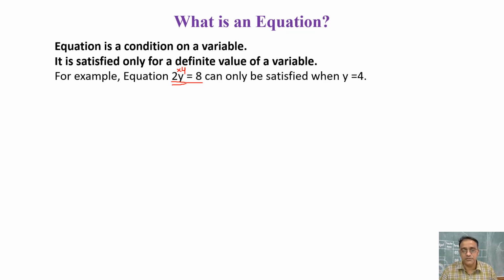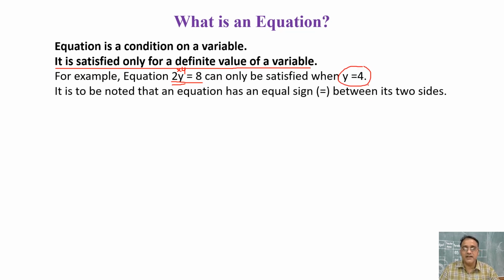Suppose we substitute 3, what will come? 2 into 3 is 6. So that means it will not satisfy. That is why this line says it is satisfied only for a definite value of a variable. So for this equation the definite value is y is equal to 4, right?